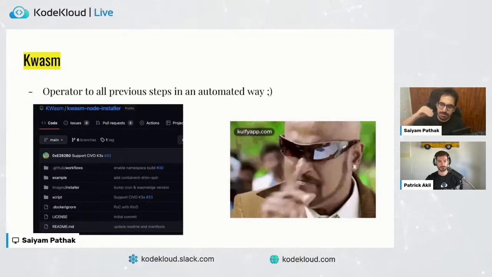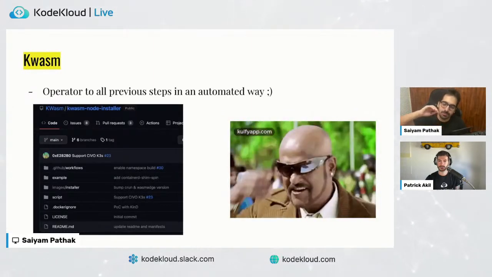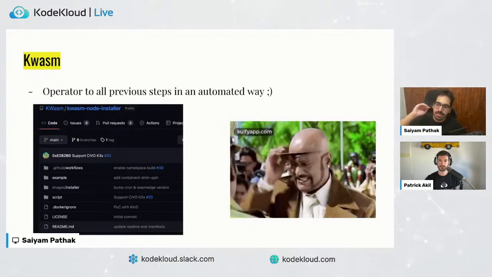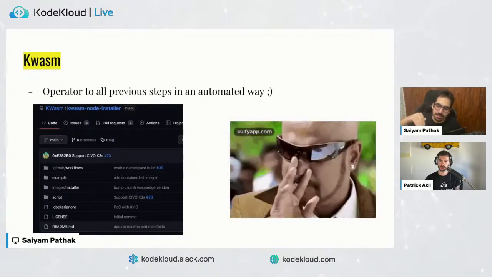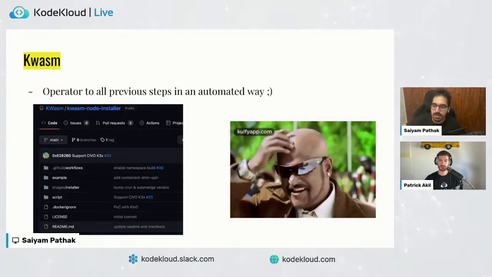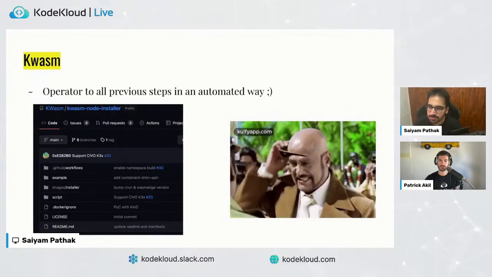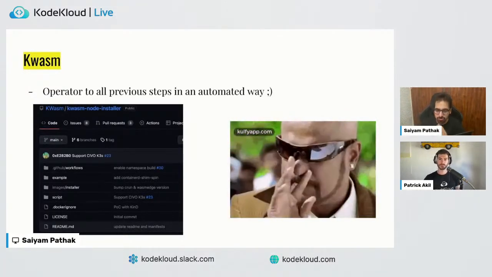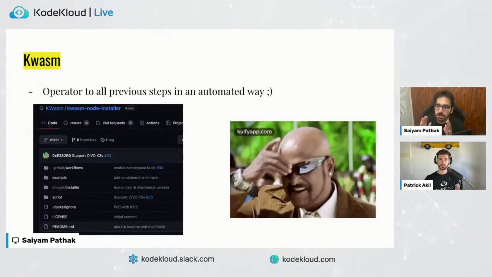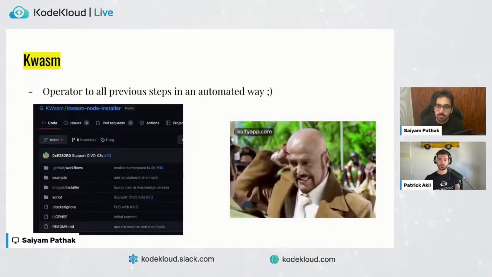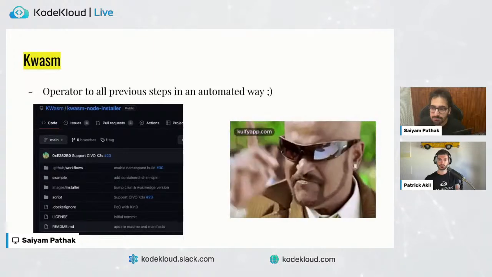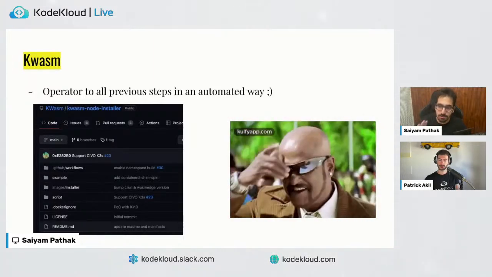Whatever I just said, you have to get the libraries and dependencies for the WebAssembly runtime, have all the shims in place in the right directories, have the node installers, edit the containerd.toml file, restart containerd, and make sure everything is working fine. That can be done easily using the Kwasm node installer, and it works with almost any Kubernetes installer. It should even work with your KodeKloud playgrounds as well. So you should be able to run your WebAssembly workloads in this way also.